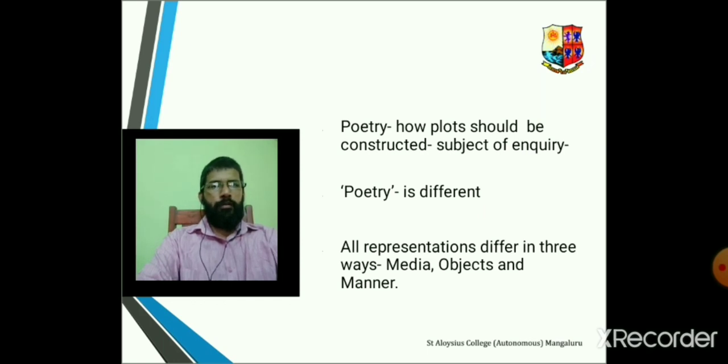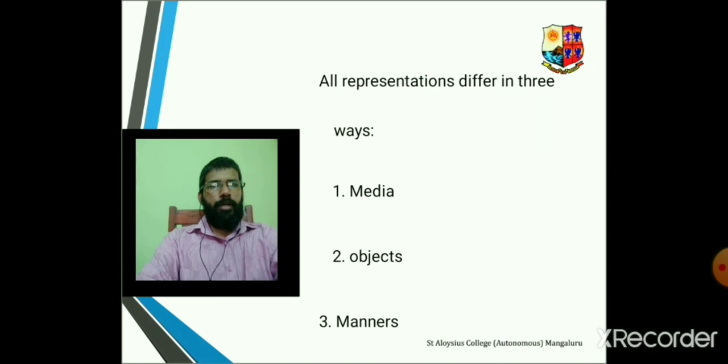One of the great ideas of Aristotle was differentiating how art is differentiated. So he says all representations differ in three ways. The first one is media, objects, and manner. So let's look at each of them separately and try and understand them.